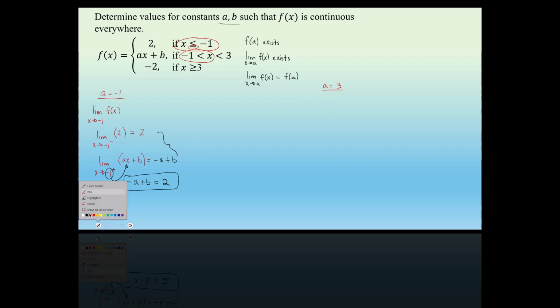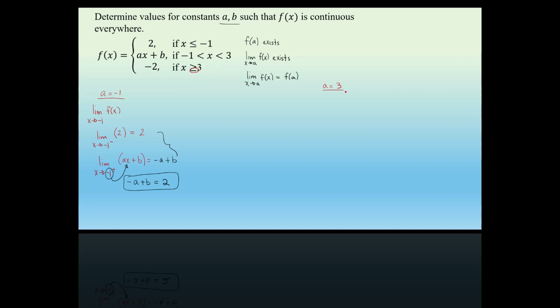All right, so now let's consider the case when a is 3. So again, f of 3 must exist. So we examine our piecewise function, and we can see that x is equal to 3 in our third piece, or the bottom part, which is -2. So f of 3 does exist.